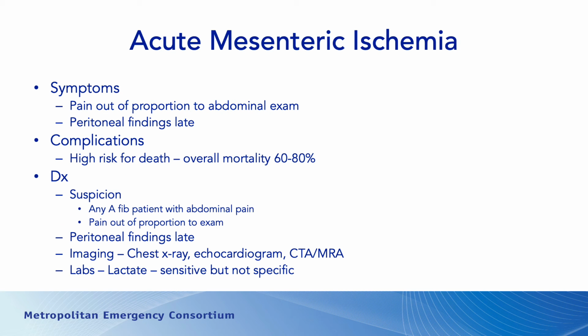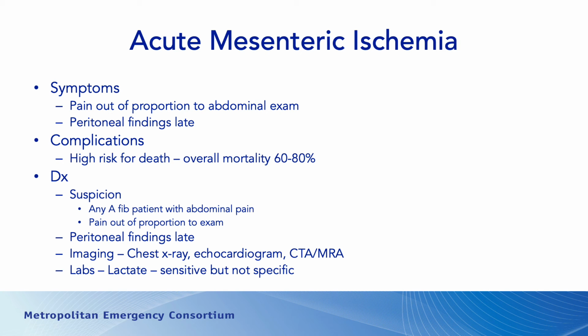What are the symptoms? To me, the biggest symptom is pain out of proportion to abdominal exam. So if you have a patient who's writhing in pain and you examine their belly, and it's really not that impressive, the first thing I think about is acute mesenteric ischemia, particularly if the patient's in atrial fibrillation and not anticoagulated.